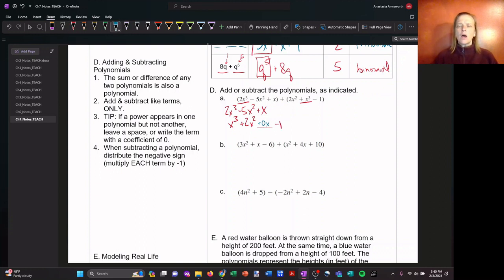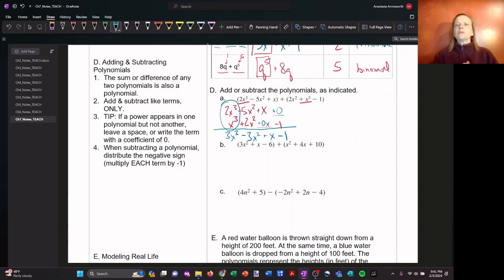Notice there's no constant in the first polynomial. But we're leaving a space here like there was a constant there, a space for that kind of 0 value. And I'll just fill it in with a 0 here so that you can see why we're leaving that space. So then if I wish to add the like terms, I just focus on what's here. 2x cubed plus x cubed is 3x cubed. Negative 5x squared plus 2x squared is negative 3x squared. X plus 0x is just x, and 0 minus 1 is negative 1. So I've added my like terms together, and I have my final answer.